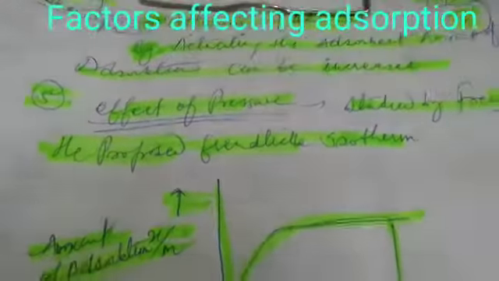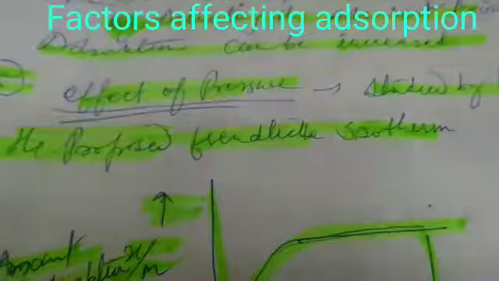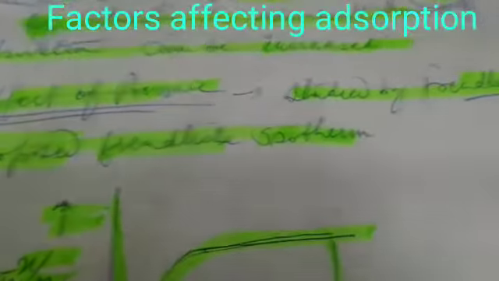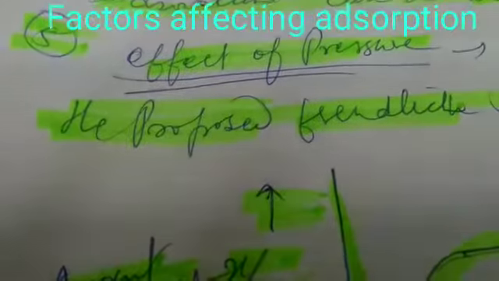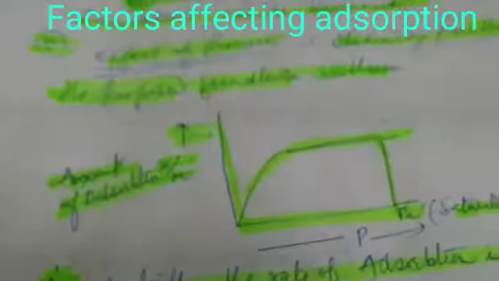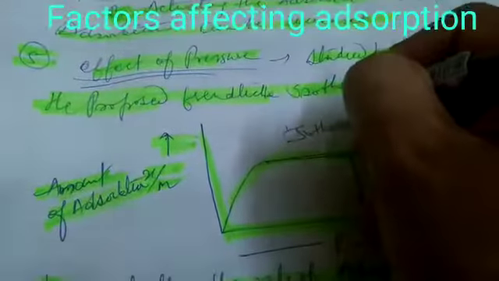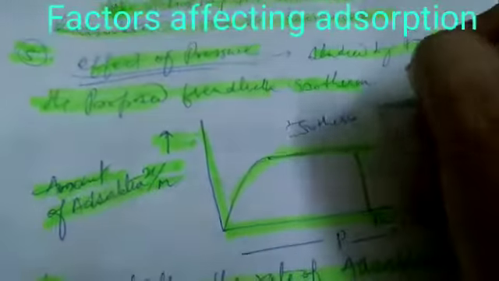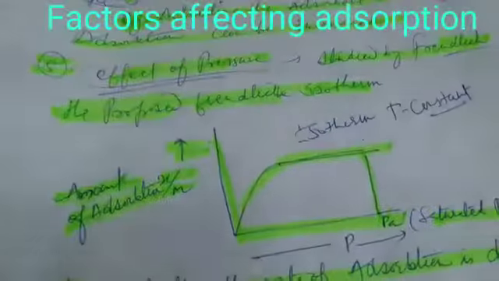Fifth and most important one, effect of pressure. The effect of pressure was first of all studied by Freundlich. He proposed the Freundlich adsorption isotherm. Freundlich adsorption isotherm. Temperature constant.